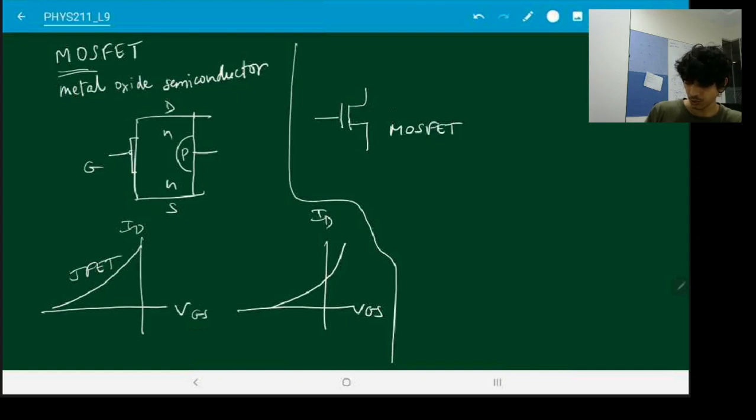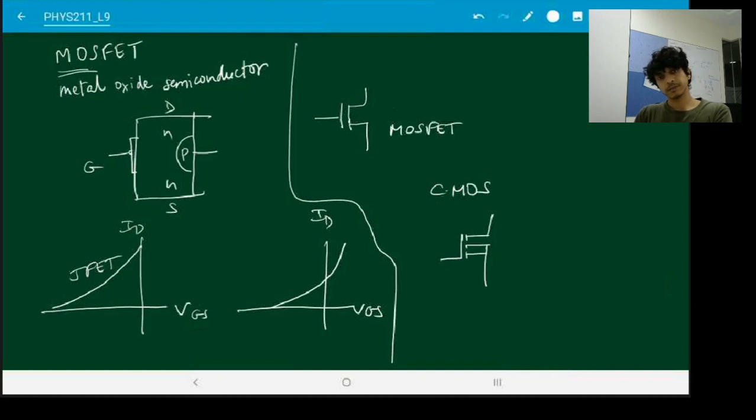Then you can have other variations. You have the CMOS or complementary MOSFETs. This is the symbol for CMOS. Once again, various kinds of applications which we will not go into, lack of time being one big reason. But of course, you can read up more about these. You have D MOSFETs, you have N MOSFETs. Malvino discusses them in great detail. So if you're interested, I would highly recommend you take a look at them. But in this course, this is all that we are going to discuss.